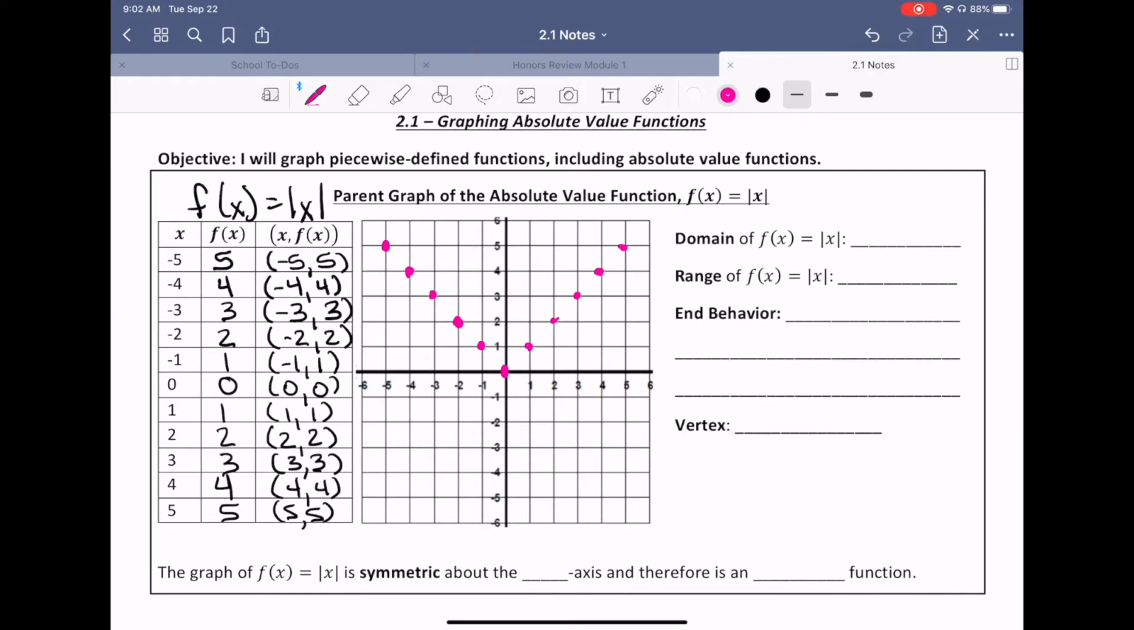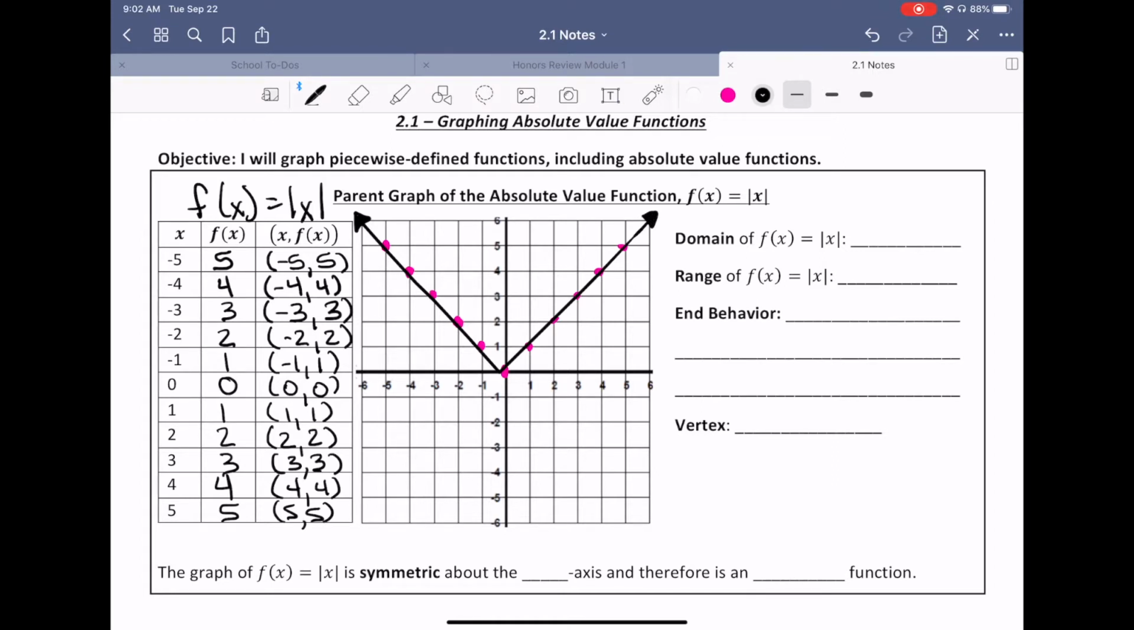Okay, and you can see what our function is doing. It is forming that V shape, so I'm going to go ahead and connect my points, drawing as straight a line as I can. And remember, our function is non-terminating. We can assume it continues forever, so remember to end your lines with arrows at the end to indicate that it can continue growing.